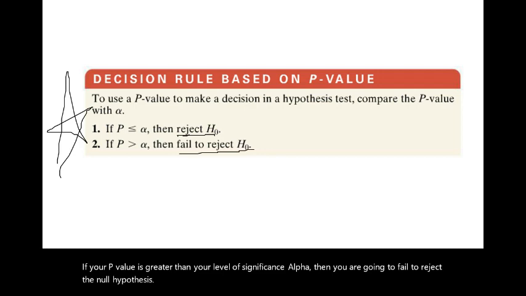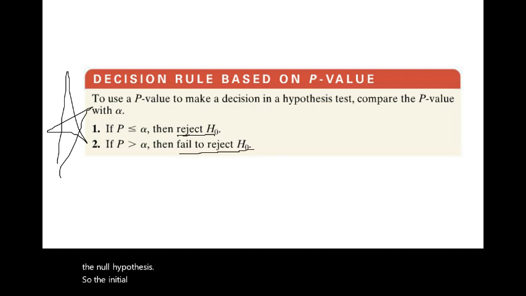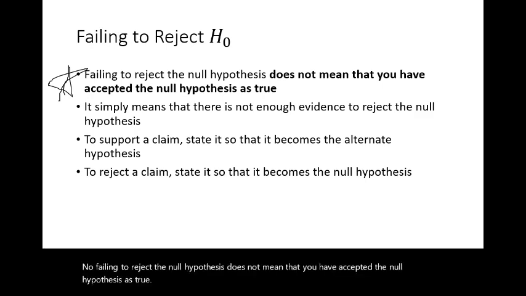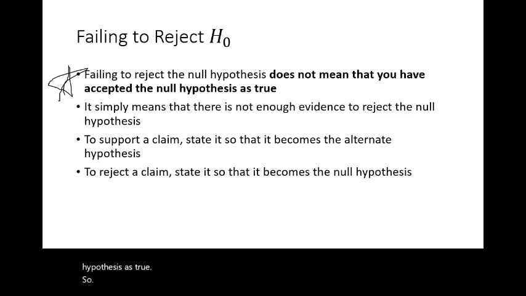So the initial decision is always made about the null hypothesis. You're either going to reject the null hypothesis or you're going to fail to reject the null hypothesis. Now, failing to reject the null hypothesis does not mean that you have accepted the null hypothesis as true. So, this is an extremely important distinction. You are never going to prove a null hypothesis true.